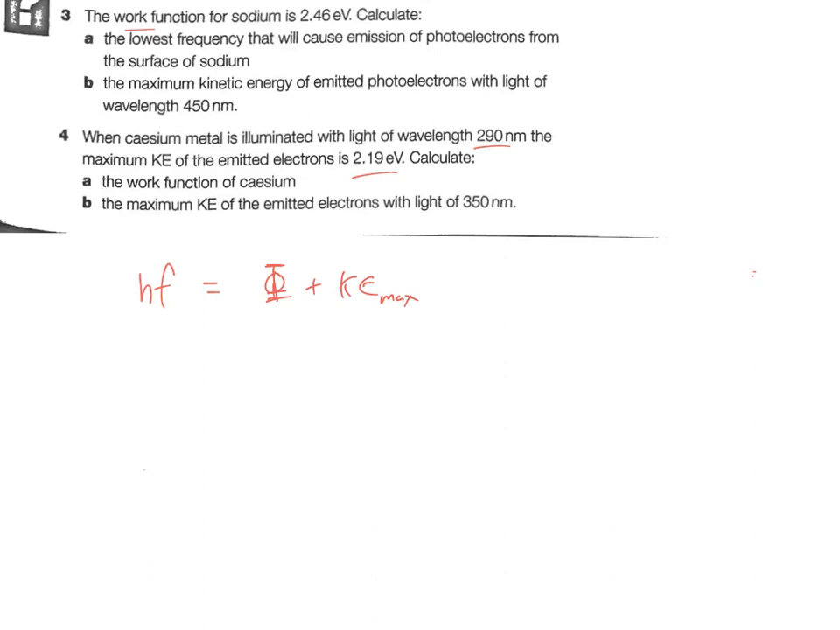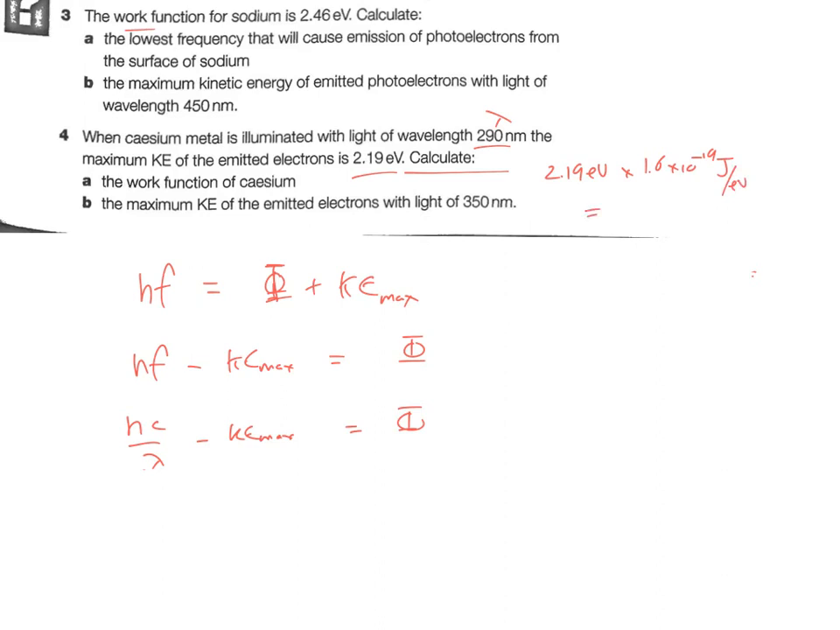So we're trying to calculate the work function, so rearrange that. hf minus the kinetic energy max will equal the work function. We don't know f, but we do know the wavelength lambda, so that becomes hc over lambda minus the kinetic energy max equals the work function. And then it's just a case of putting our numbers in. The 2.19 electron volts, remember each electron volt is worth 1.6 by 10 to the minus 19 joules. So there's that many joules per electron volt, so we can convert that first of all.